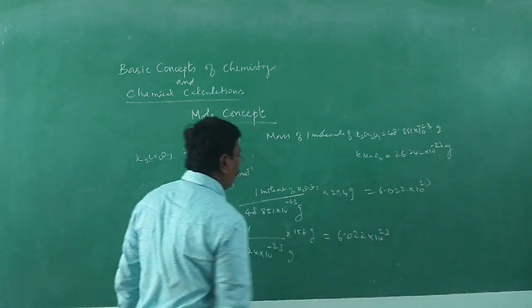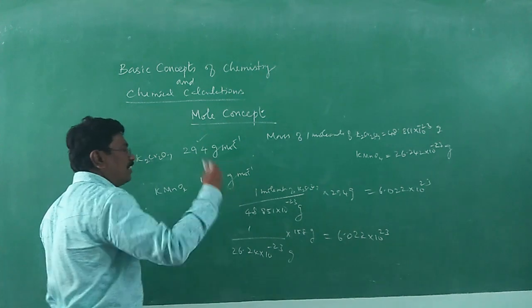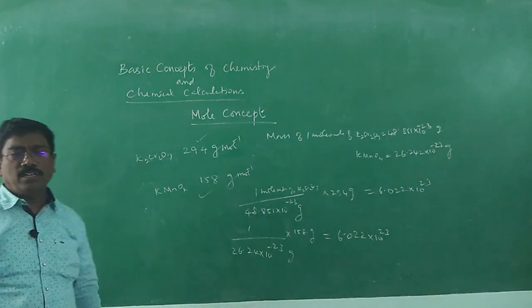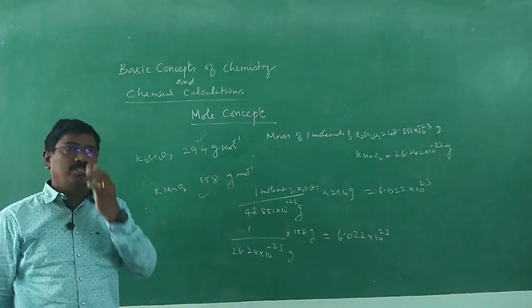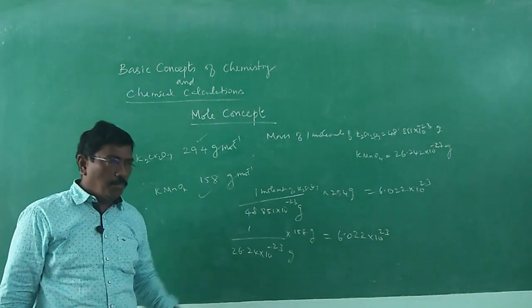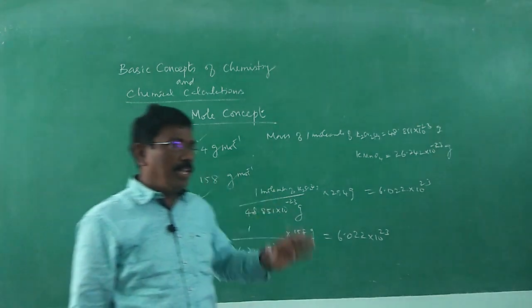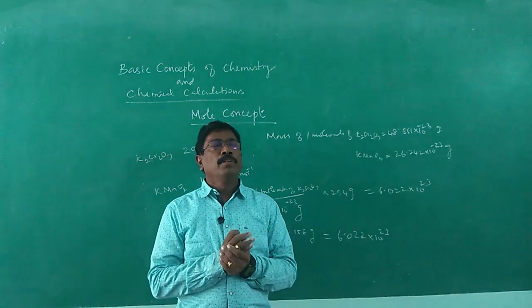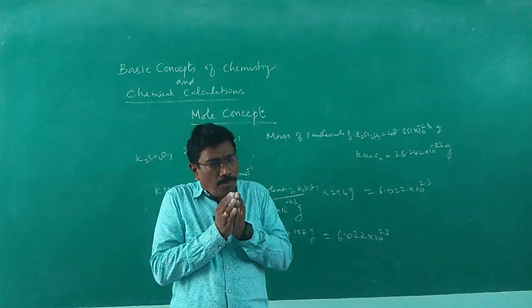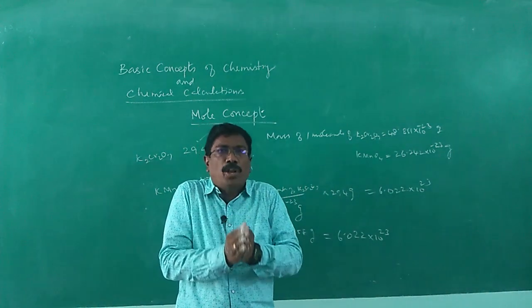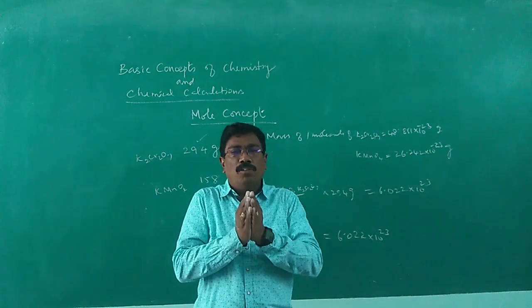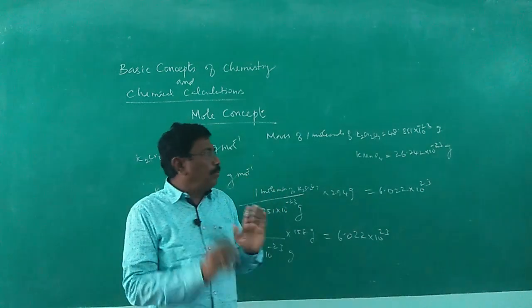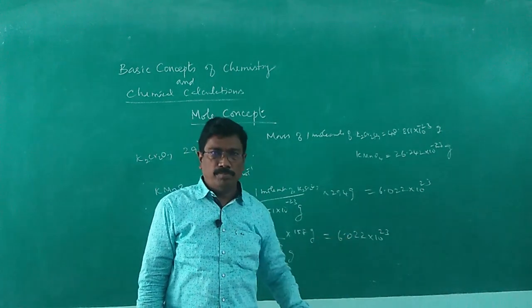That means 1 molecular mass of any substance will contain this many molecules. 1 atomic mass of any substance will contain 6.022 into 10 power 23 atoms. Atomic mass means atoms. Molecular mass means molecules. How many? 6.022 into 10 power 23. That is said to be Avogadro number. And the Avogadro number of any gaseous molecules will have molar volume 22.4 liters at STP. So that is about the concept of mole. Thank you.